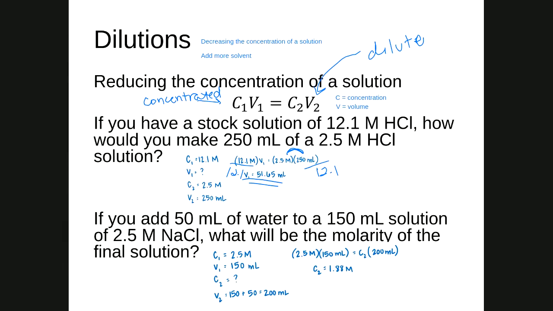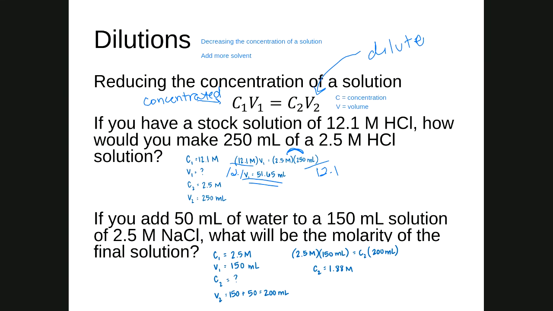Well, what the heck does that mean? What are we doing with that 51.65 milliliters? What that means is that you are going to take 51.65 milliliters of the 12.1 molar HCl. You're going to pour that out, and then you're going to add water until you reach a total of 250 milliliters. And now your solution is 2.5 molar instead of 12.1. So this was just telling us how much of our concentrated solution we needed to start with and then add water to in order to make our new solution.